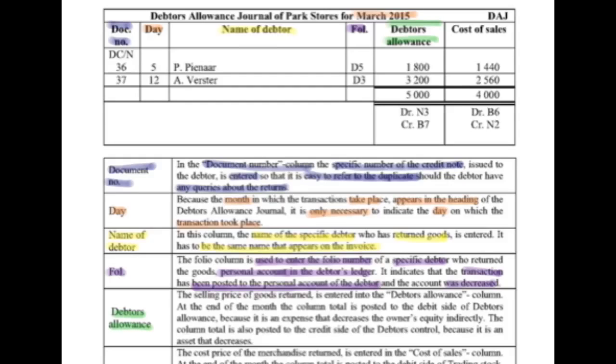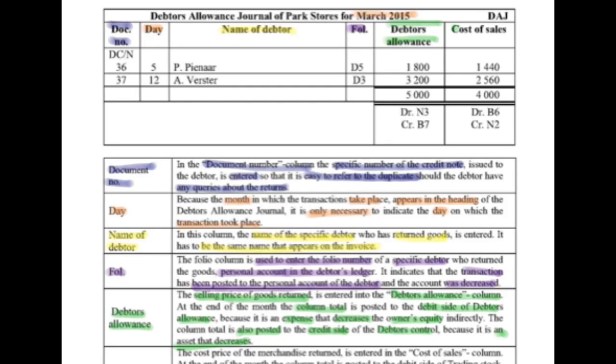The debtors allowances column is the selling price of the goods that is returned. At the end of the month, this column total is posted to the debit side of debtors allowances, because it's an expense that decreases the owner's equity. The column total is also posted to the credit side of debtors control, because it is an asset that needs to decrease. Remember, when a return took place, the debtor is not going to still pay for those goods. So we decrease the amount that they owe us in debtors control.